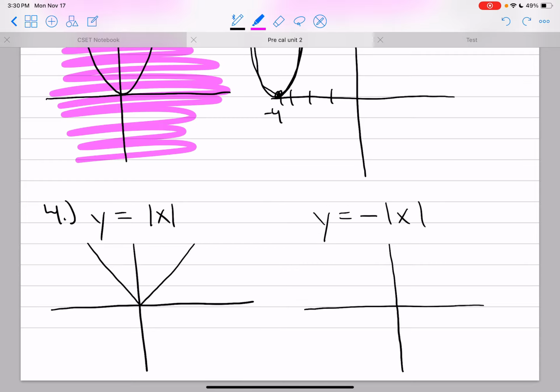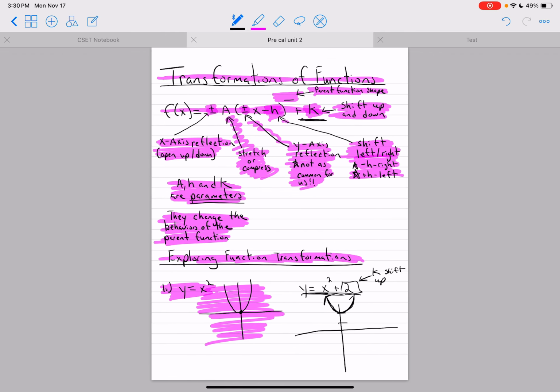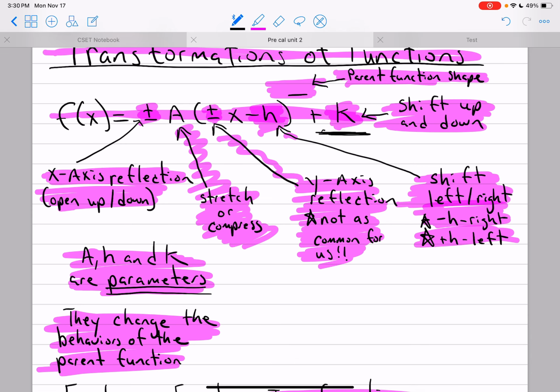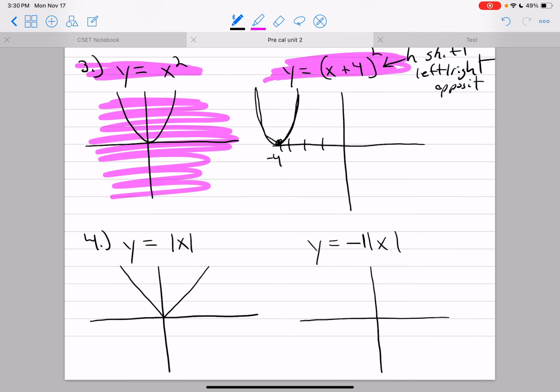So hopefully you're looking at that and you're like, okay, well, this is a -1. So the only thing I did was make it negative. And if I look back, the negative in front of the a value is an x-axis reflection. So it's going to make it from opening up to down. So, okay, this opens up, so I'm going to make it open down.